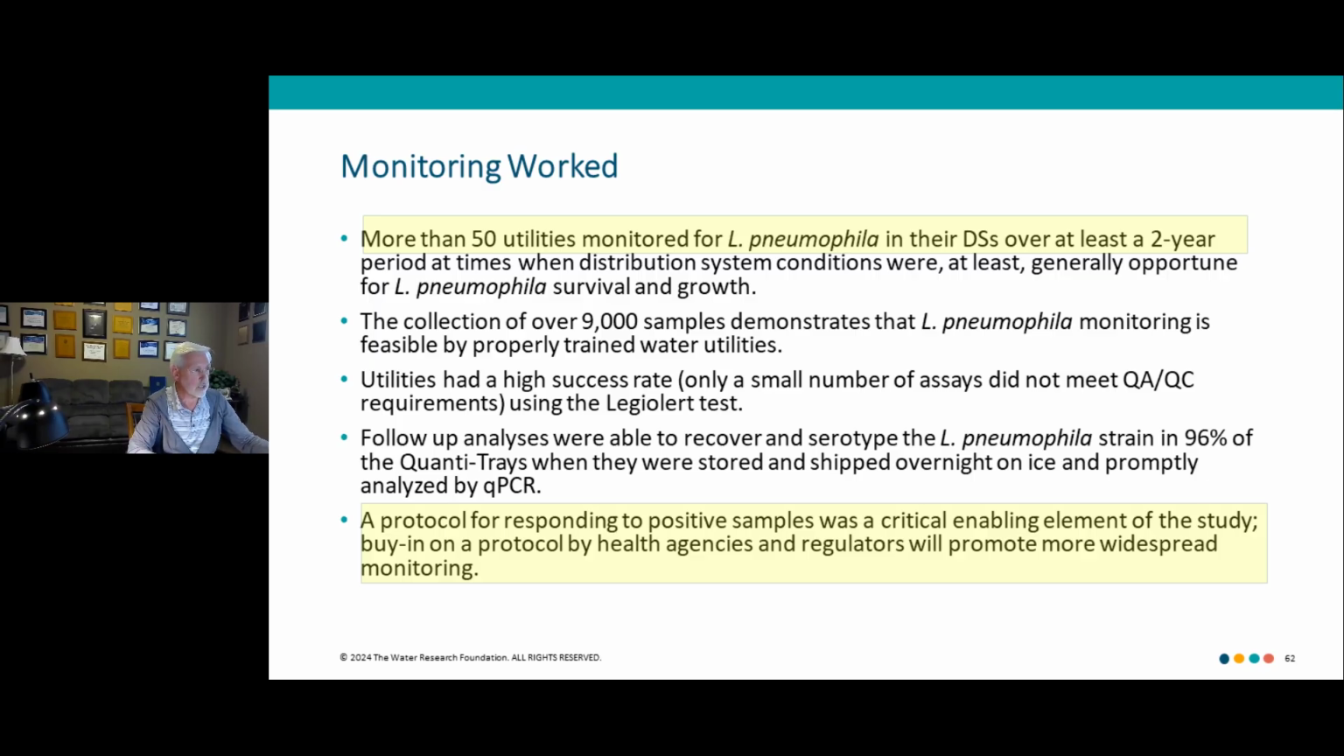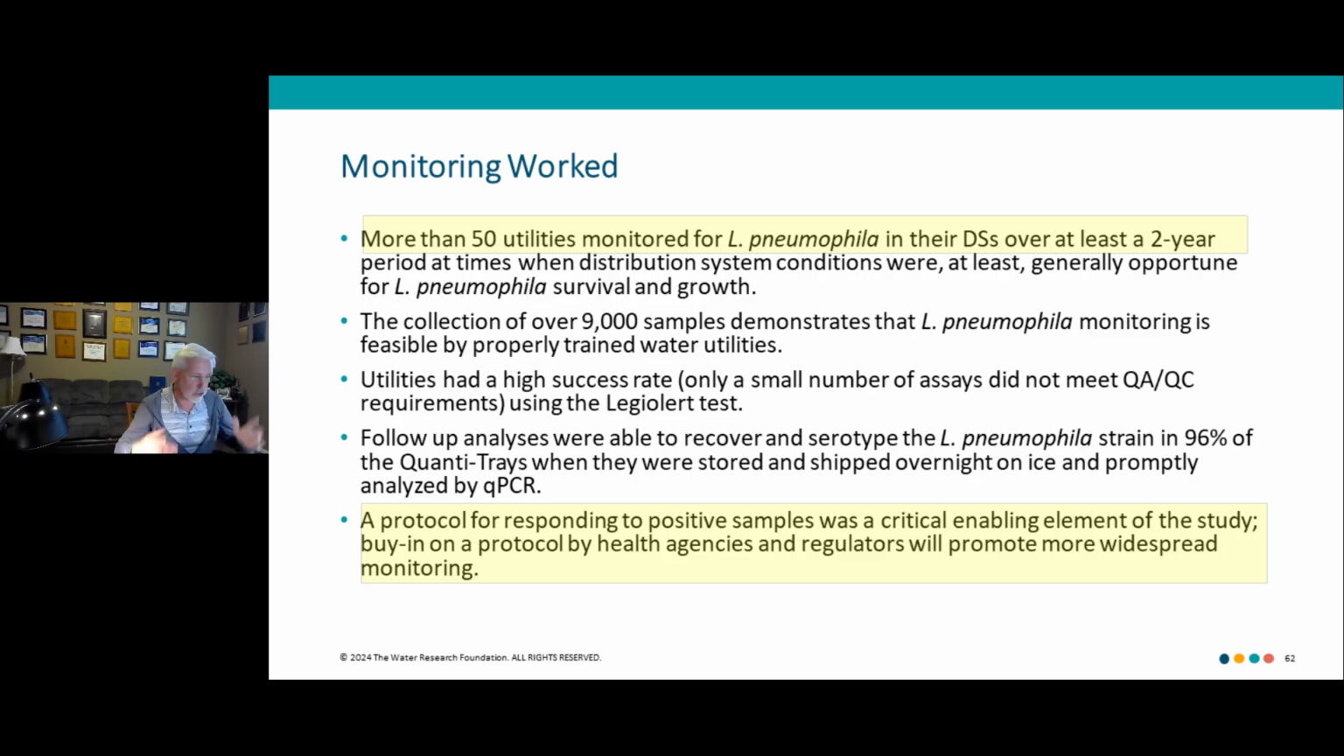The result of this project showed that monitoring worked. More than 50 utilities collected samples over 2 years. So it says utilities can do this. It's feasible for them to do that, and they can do it in-house, and based on that data, they can better manage their distribution system. A protocol was developed for this project to help them manage the systems. But we need to have ultimately the buy-in by EPA and health agencies and regulatory agencies for more widespread monitoring.